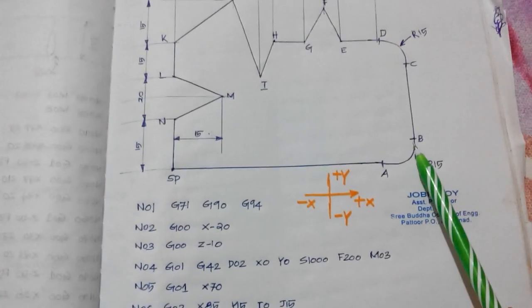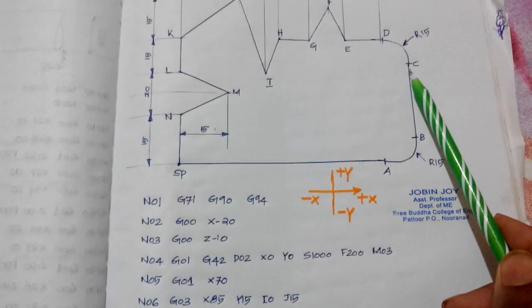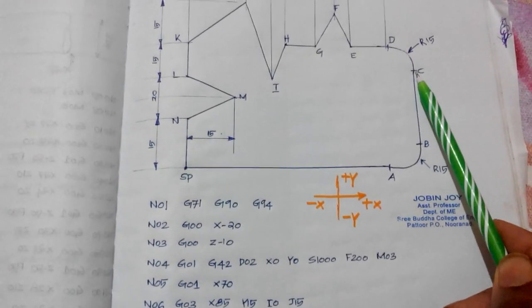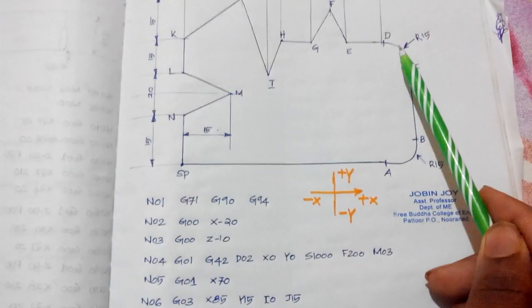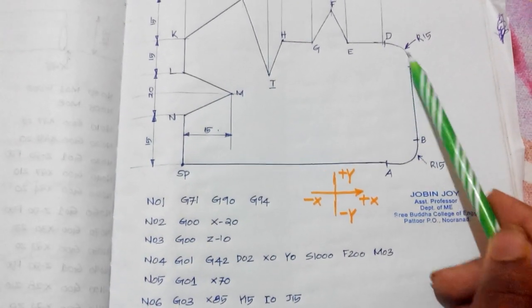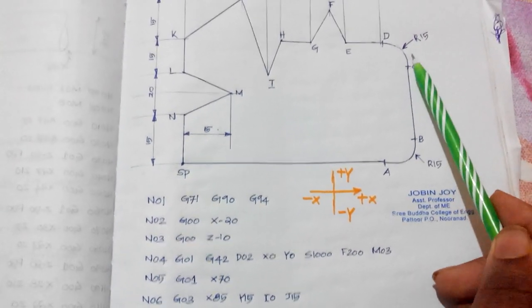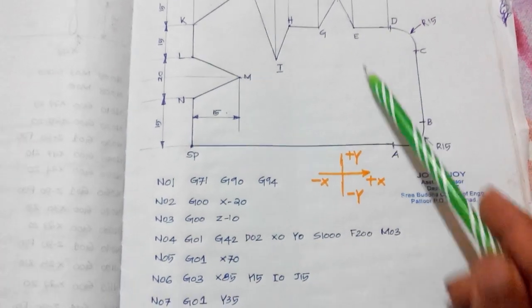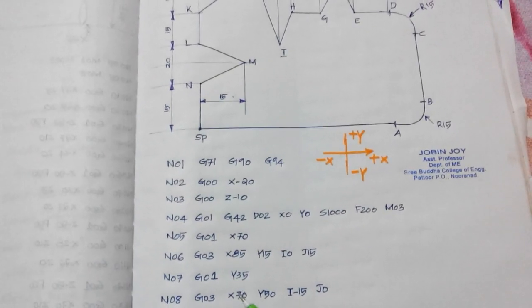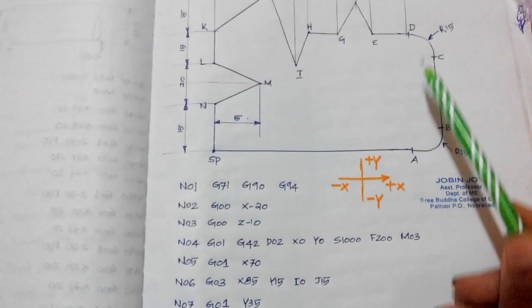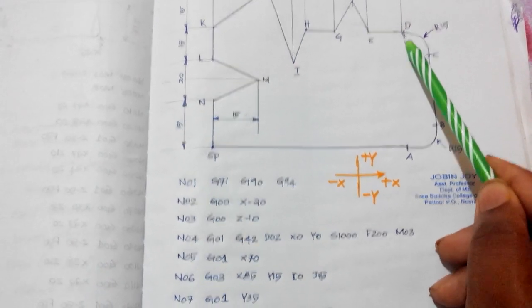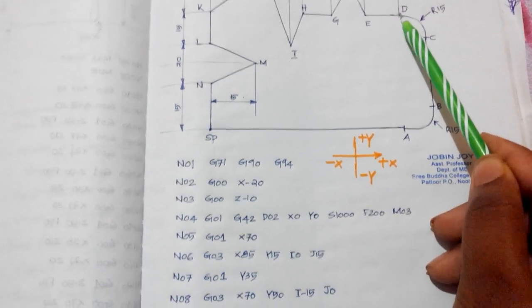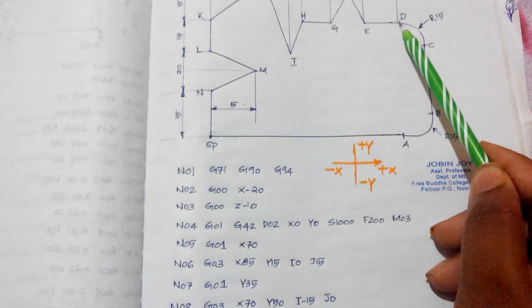Then from B to C, this is again linear interpolation G01, say N07, G01, Y35. So tool moves from this point B to C with G01. Then again C to D. C to D is again circular interpolation in the counterclockwise direction. So G03, X70, Y50. X70 means this point, the end point. X is 70, Y is 50.